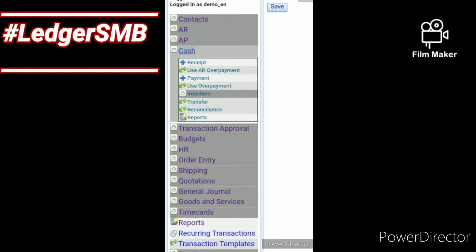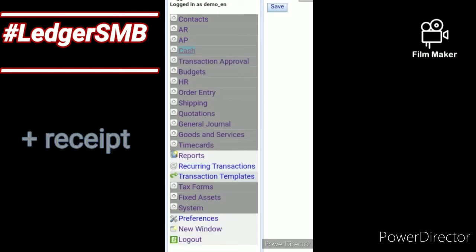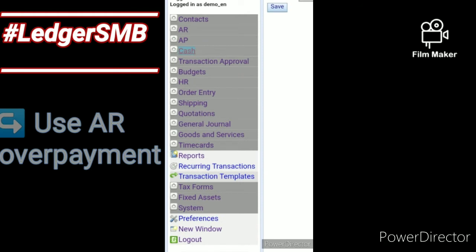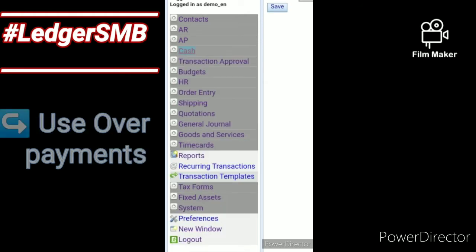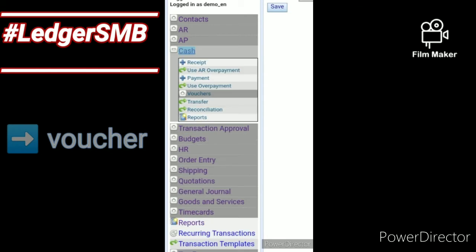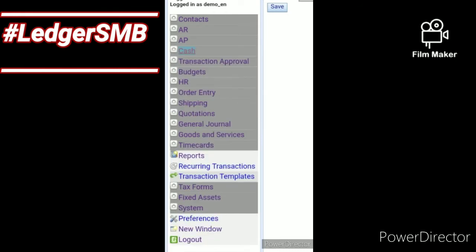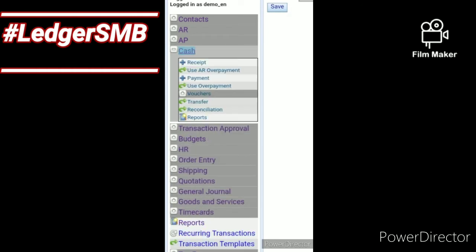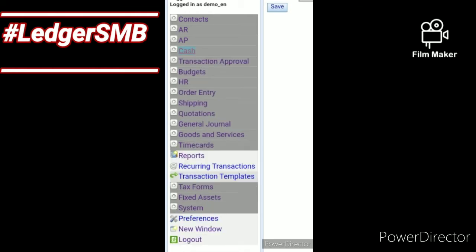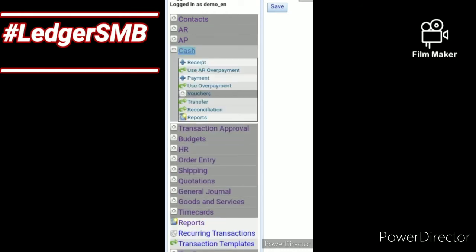The category of cash are receipt, use AR overpayment, payment, overpayment use, vouchers, transfers, reconciliation, and reports. Cash management within an ERP system thoroughly communicates the organization's overall cash flow. It monitors bank transactions, cash transactions, company sales, invoices received, stand-alone payments, and payments due for prevention.